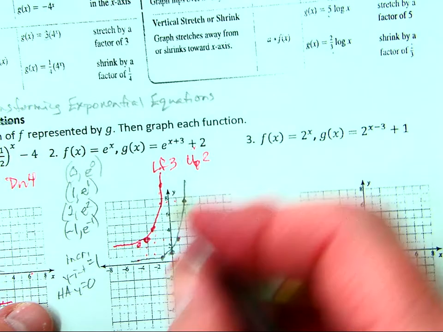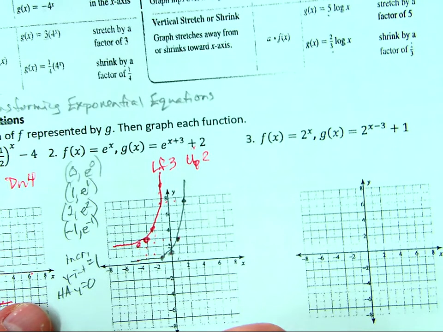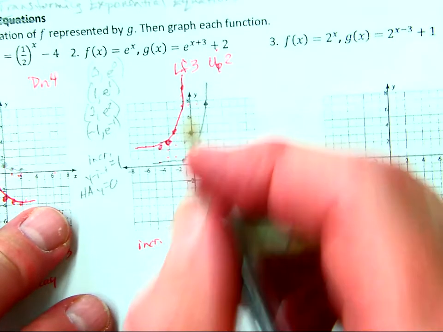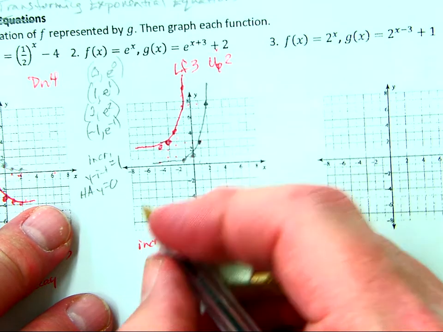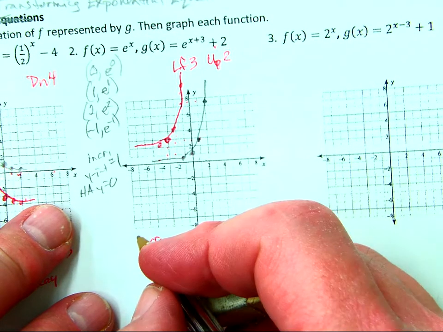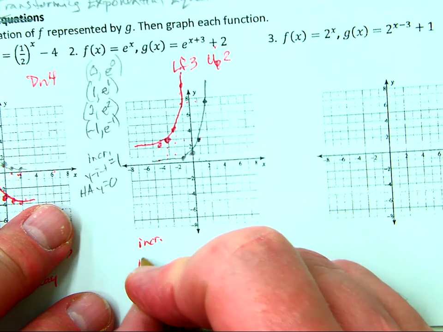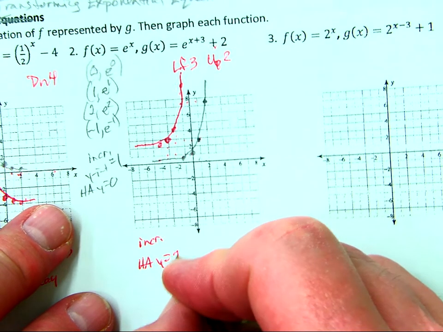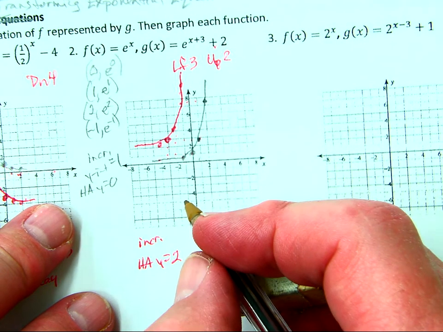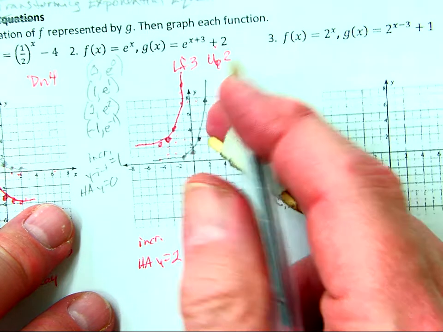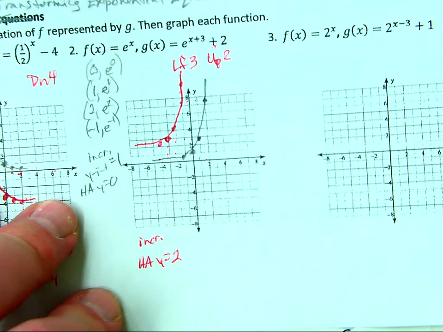Now that one is also increasing. The y-intercept, I don't think it has one. Now here, because we went up 2, the horizontal asymptote is going to go up 2. So it was at 0, now it's at y equals 2. There is a y-intercept, but it'd be too hard to figure here.